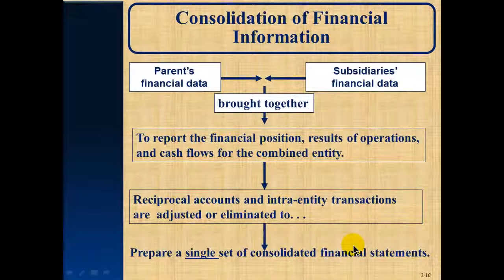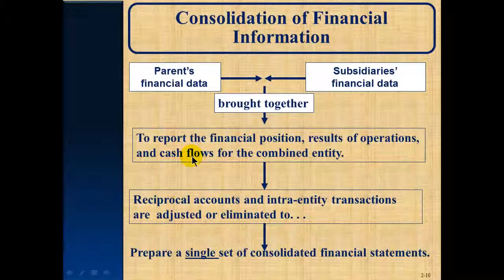This is a really good slide. I like the flow of it. I'm a flowchart guy, but here's what you basically have. You have the parent's financial data, the subsidiary's financial data. You bring those together, and report the results of operations, which obviously is the income statement, financial position, another fancy way to say balance sheet, and of course then the statement of cash flows. Those are your three major statements.